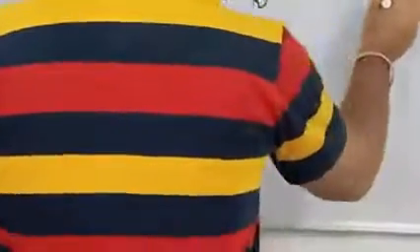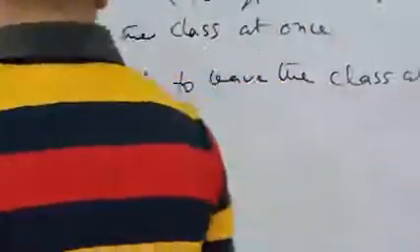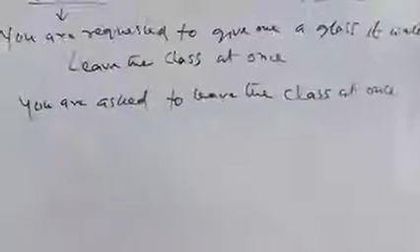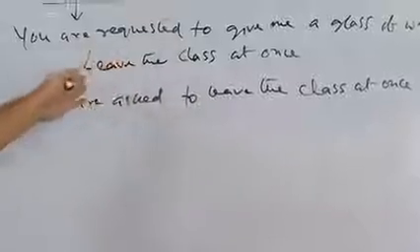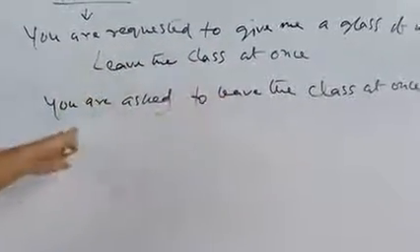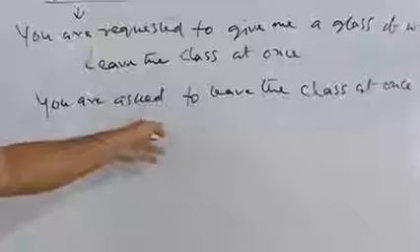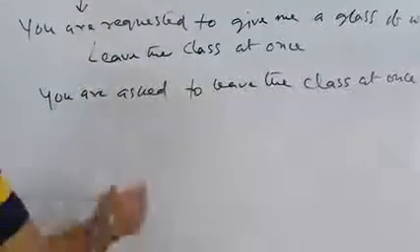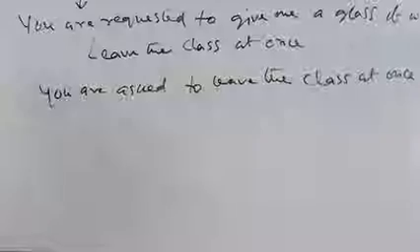If someone uses the word order, this is also correct. You are asked to, the verb in the sentence is leave, so you have to put to in front of leave. This is how: You are asked to leave the class at once. So if the expression of the imperative sentence is order, then you have to use this particular form.